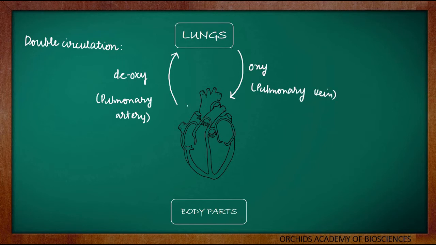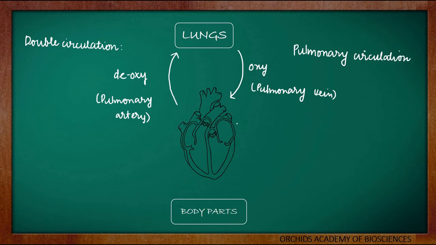And this is the first half of the double circulation, in which there is a circulation of deoxygenated blood to the lungs, and from the lungs oxygenated blood is brought back to the heart, and this circulation is called as pulmonary circulation.